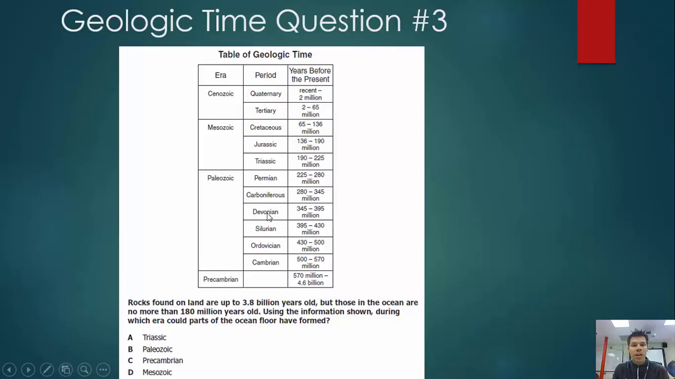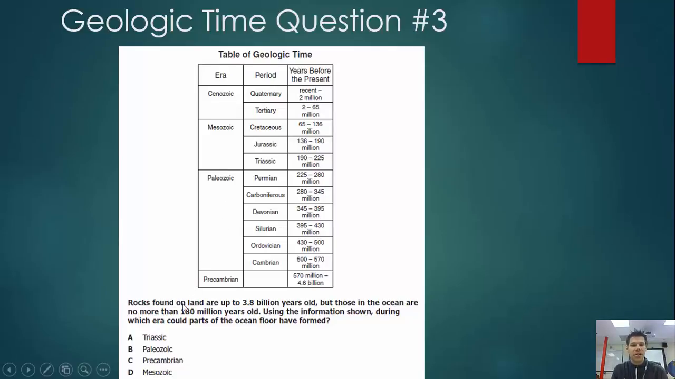Alright, so which of these eras, now look at your years, which of these eras is in the 180 million years ago? That's where you'd find the oldest seafloor. So if you look, 180 million years falls in the Jurassic period in the Mesozoic era.